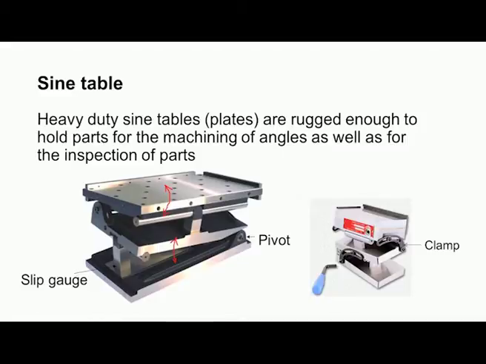You can see the holes are provided for mounting the component on this particular table. So, these sine tables are heavy duty tables. They are very rugged to hold the parts for measurement of angles as well as for machining of angles. Workpieces can be mounted on this table, and it can be machined. You can see the clamps for the two plates or two tables. Using these clamps, the tables can be rigidly clamped at the set angles.